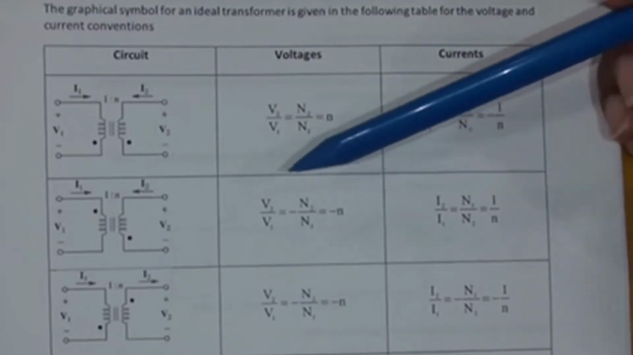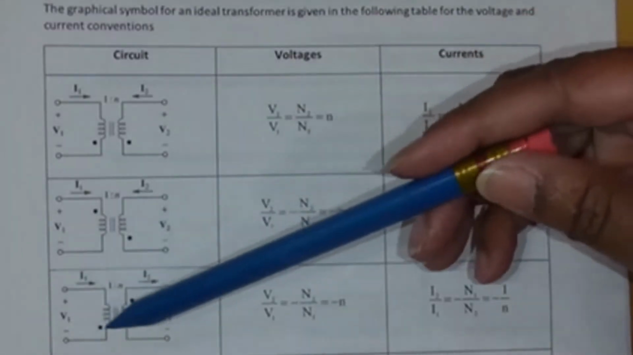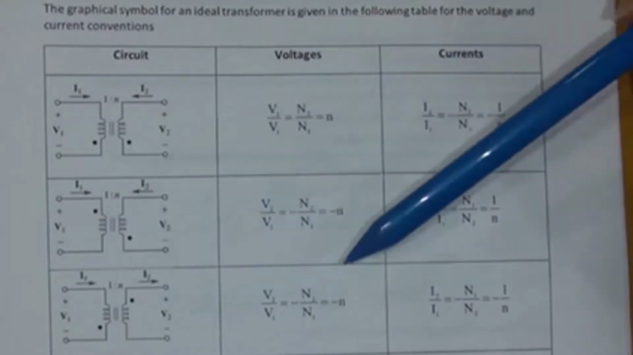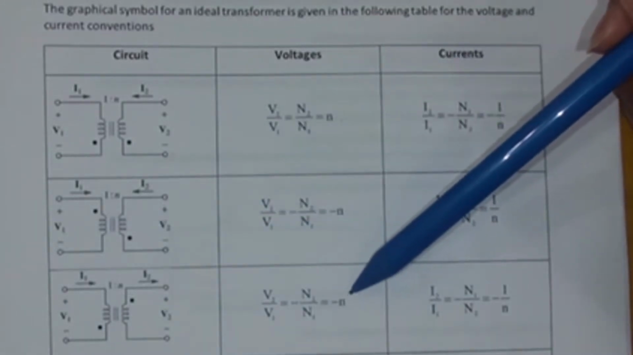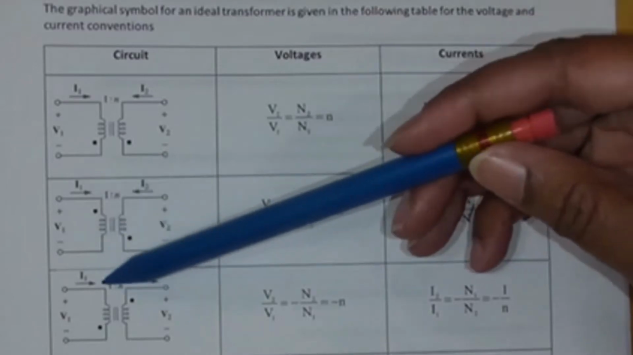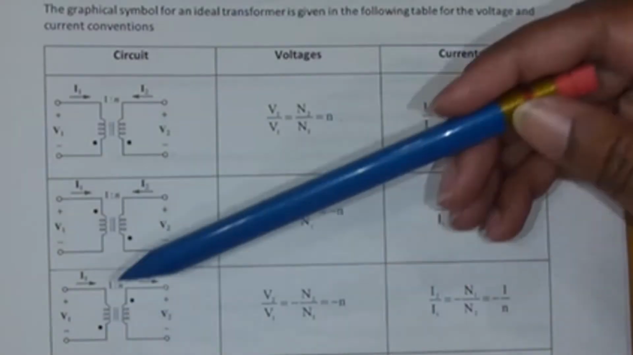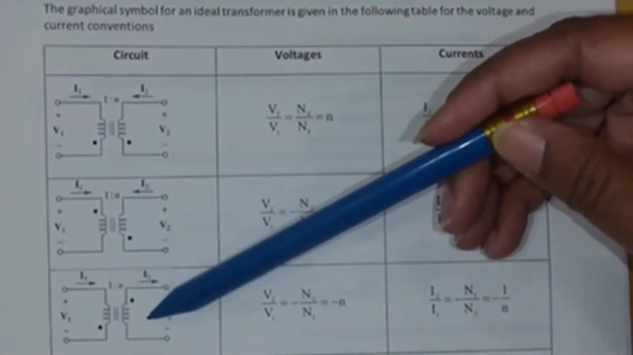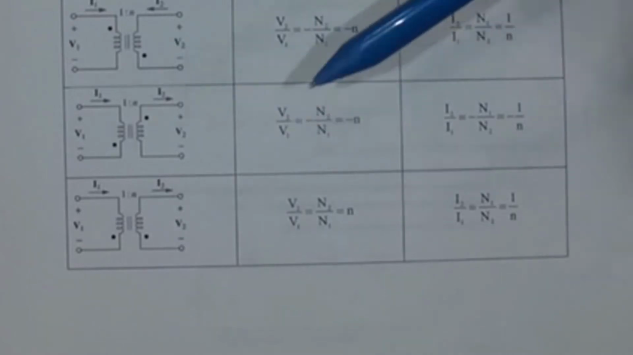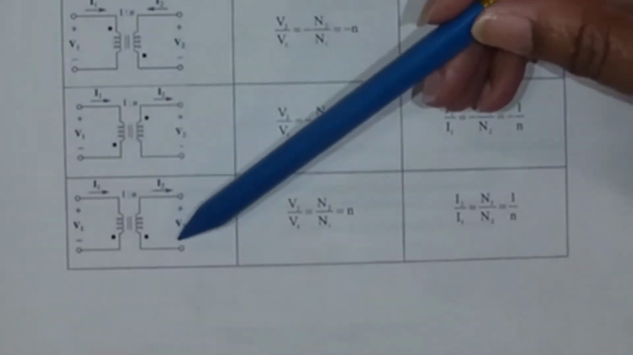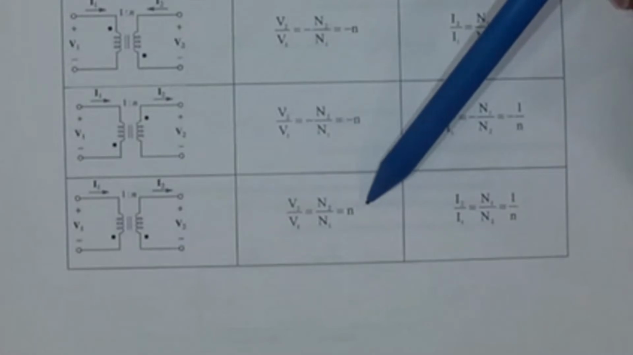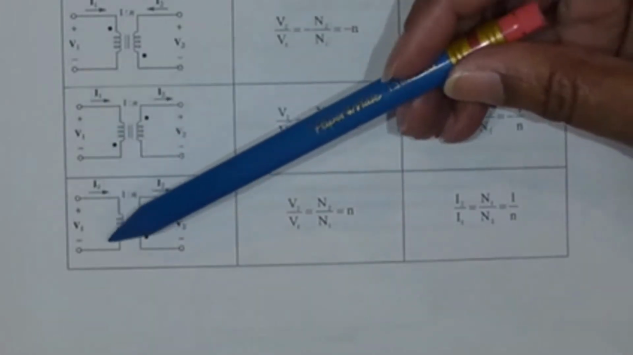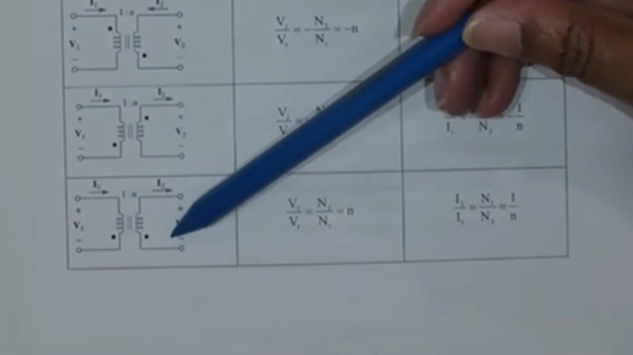The third row of the table. V1 is negative at the dot, V2 is positive at the dot, so that voltage relationship is negative. The current leaves for V1 and it leaves for V2, so the current relationship is negative. And the last possible option is V1 and V2 are both negative at the dot, so the voltage relationship is positive. And I1 exits at the dot, I2 enters at the dot, so the current relationship is positive.